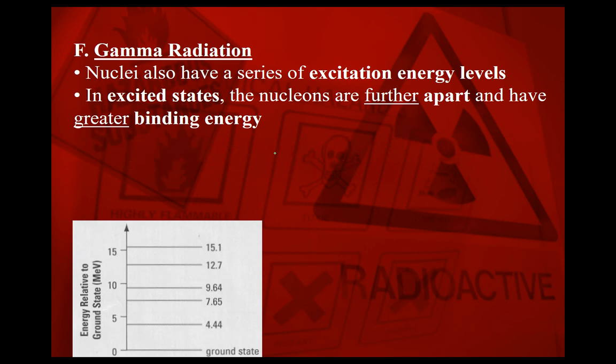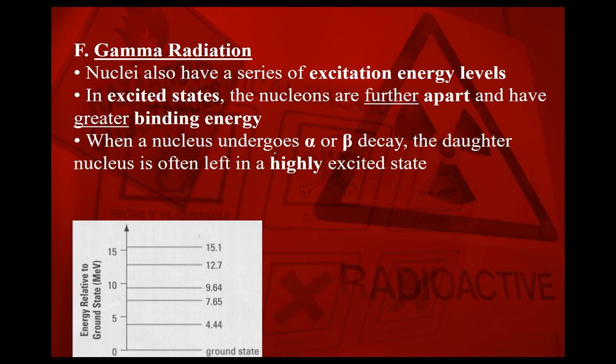Just like electrons don't like to be in an excited state and want to go back down to the ground state where they are unexcited, the same goes for nucleons. If they're further apart in an excited state, they're going to try to go back down to a state where there's less binding energy. So when a nucleus undergoes alpha or beta decay, oftentimes the daughter nucleus is left in a highly excited state.